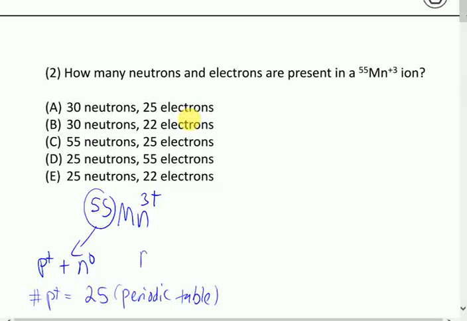And that means the number of neutrons, which is part of this answer, is going to be this number here, 55, minus the number of protons. That number 55 is the sum of the 2.